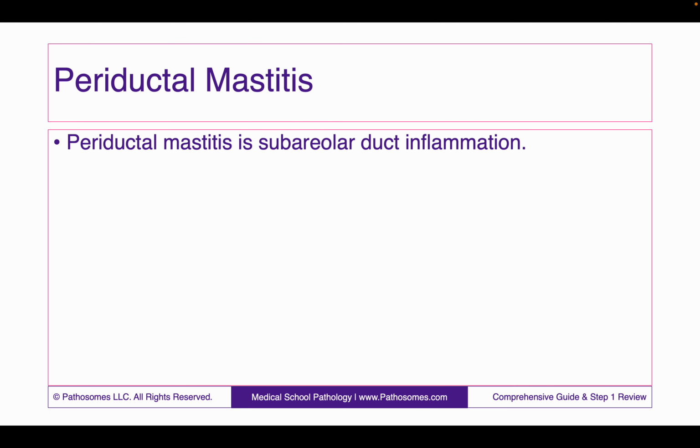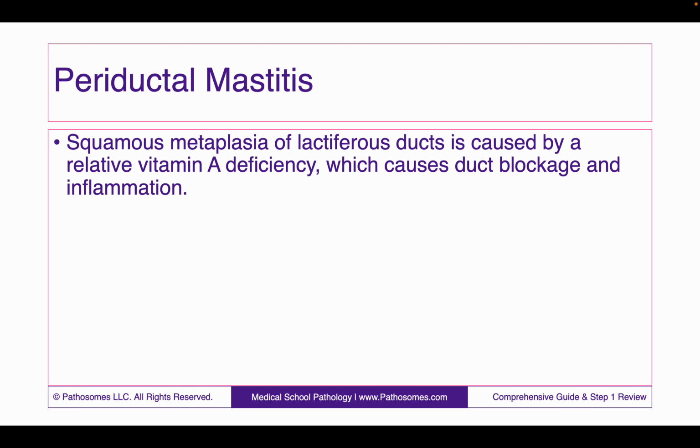Now let's talk about periductal mastitis specifically. This is mastitis in the subareolar duct area, right? Periductal mastitis is subareolar duct inflammation. And squamous metaplasia of lactiferous ducts is caused by a relative vitamin A deficiency, which causes duct blockage and inflammation.